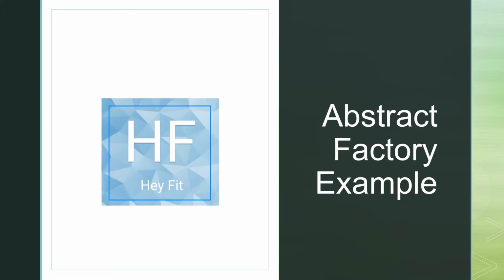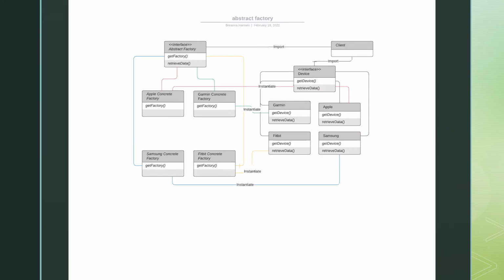To help illustrate how the abstract factory design pattern works, I provided an example using the HeyFit application. This is a diagram showing how the abstract factory design pattern works. On the right, we have a client, or our main class, which comes across and calls, for example, the Apple or the Garmin concrete factory class. And those implement the abstract factory interface. The concrete factories are actually what instantiate the objects.